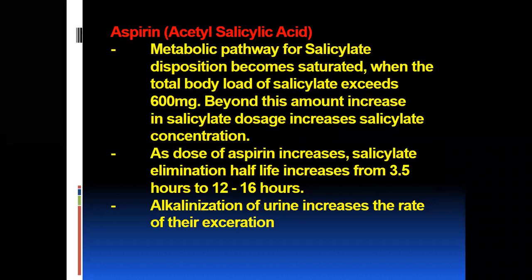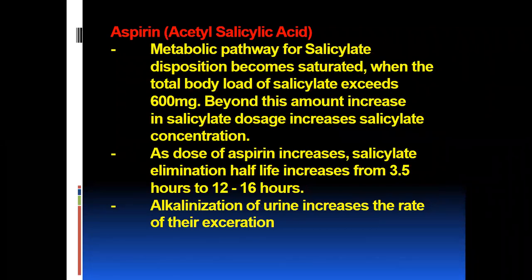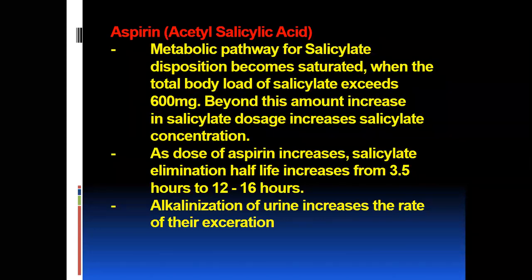The metabolic pathway for salicylate disposition becomes saturated when the total body load of salicylate exceeds 600 milligrams. Beyond this amount, an increase in salicylate dosage increases the salicylate concentration. As the dose of aspirin increases, salicylate elimination half-life increases from 3.5 hours to 12 to 16 hours. Alkalinization of urine increases the rate of their excretion.